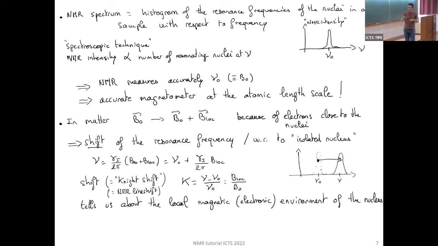So now in matter, which is interesting to us, at the nuclear position you will feel the external field B0, but also small local fields, which are due to the surrounding unpaired electrons. It can be due to a conduction electron going close to your nuclei, an unpaired spin somewhere, giving some magnetism, etc. So this will shift your resonance frequency. It will not be at nu zero anymore, but at a new, slightly shifted frequency. And this shift is the important quantity in NMR: how much your line differs from what you would expect if the nucleus was isolated.